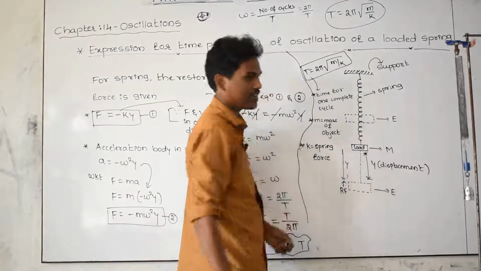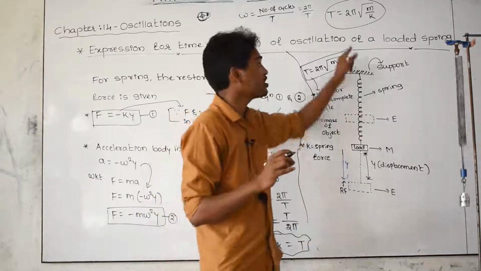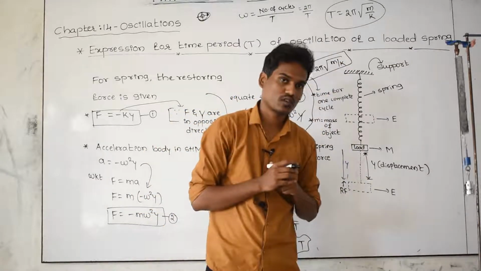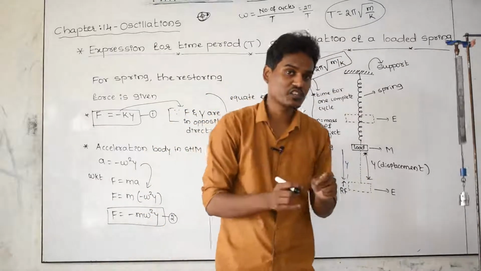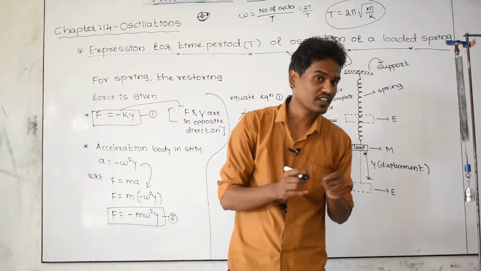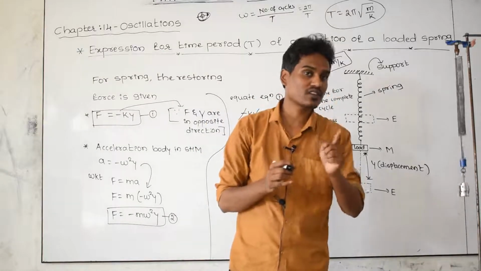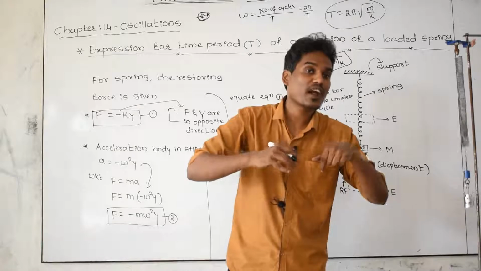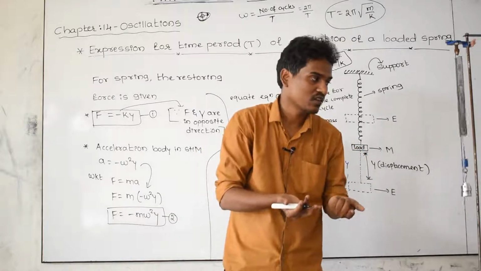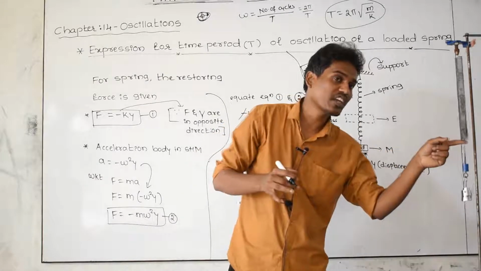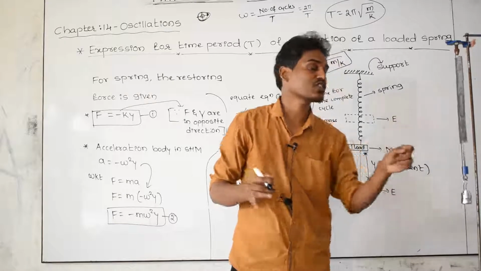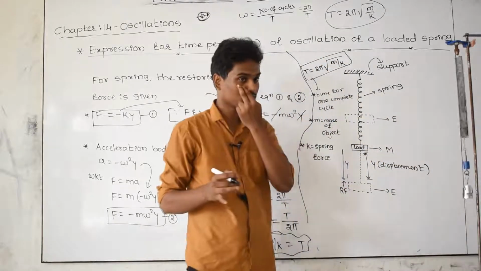Don't get confused about k here. K is the spring force. In order to produce a displacement equal to 1 meter, the required force has to be applied on the body. That required force is called the spring force.